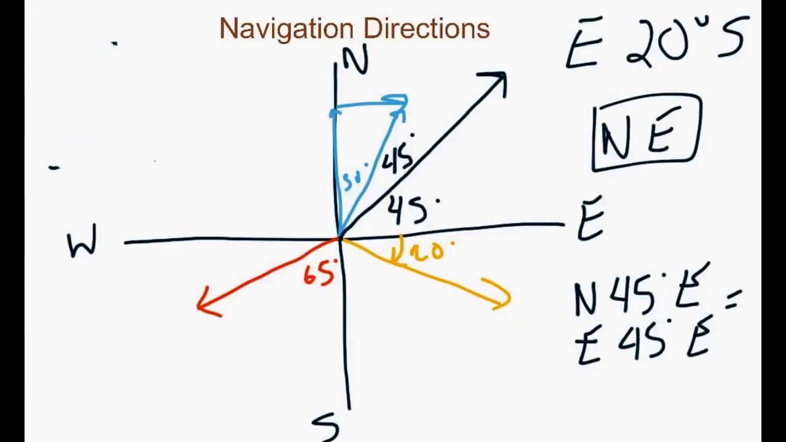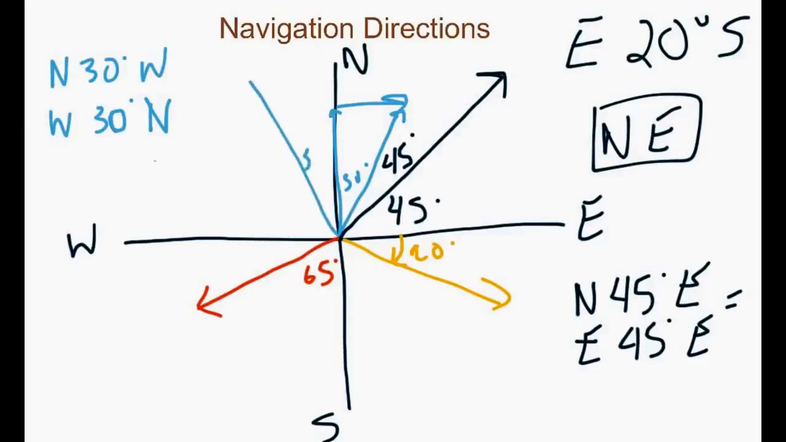But if I gave you, let's do a different one, north 30 degrees west, and I gave you west 30 degrees north, those are not the same. Those aren't the same, because north 30 degrees west would be from the north towards the west 30 degrees, and west 30 degrees north would be down here. It would be 30 degrees upwards from the west.